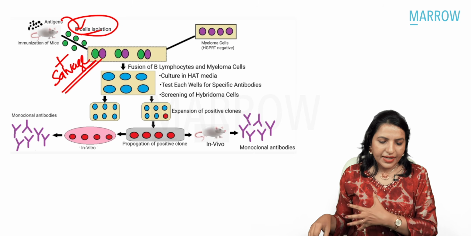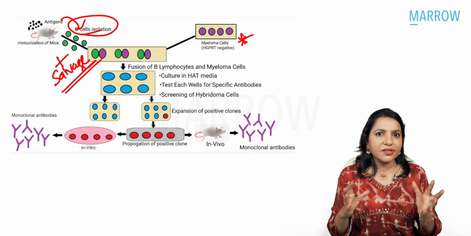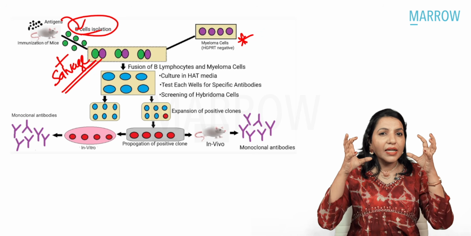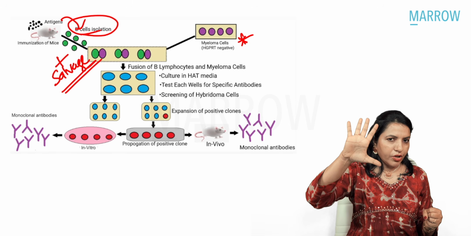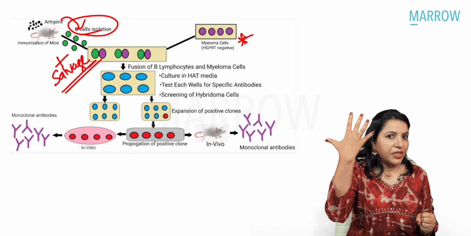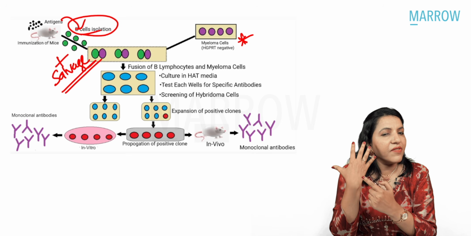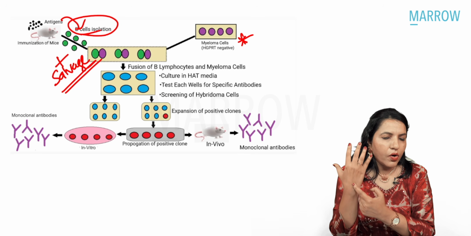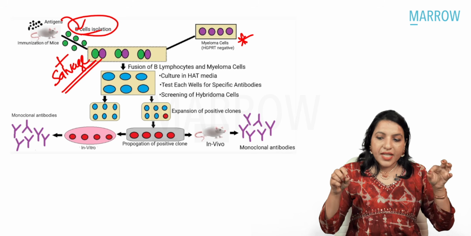Now we have a second set of cells, which is called myeloma cells. The plus about the myeloma cell is that it is a cancer cell, so it has immense replicating potential. But the problem with the myeloma cell is that it has a deficient salvage pathway. It cannot survive in a medium where the salvage pathway is defective, because it is HGPRTase negative. Okay. Now we are bringing these two cells into a medium which is called HAT medium.